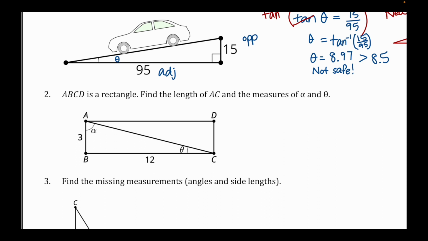Okay, well, we can start with the diagonal, because if this is a rectangle, we know that rectangles have right angles. So there's a right angle here in this corner, because it's a rectangle, that means that AC is the hypotenuse.